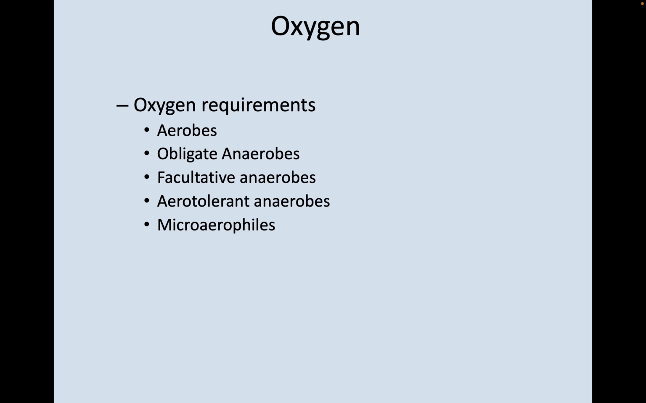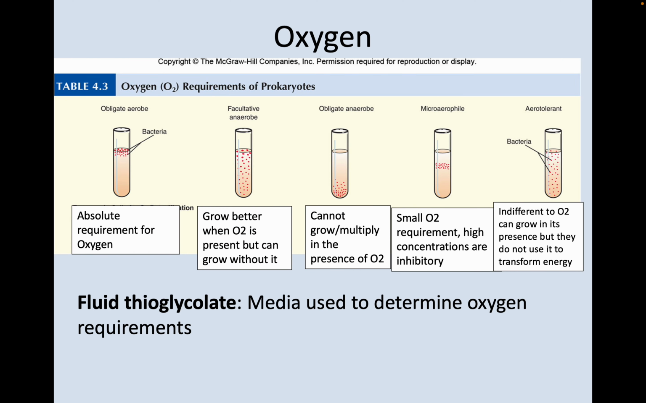Oxygen is also important. Oxygen is a requirement for aerobes, so organisms that require oxygen. It also plays a role for obligate anaerobes, facultative anaerobes, aerotolerant anaerobes, and microaerophiles. All right, so let's have a closer look here at oxygen requirements for prokaryotes.